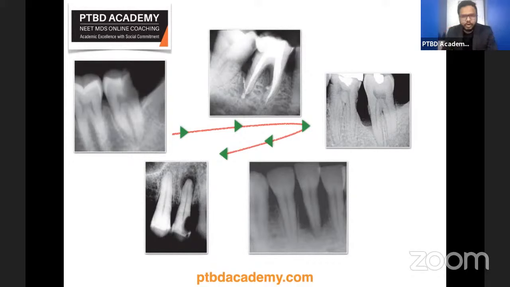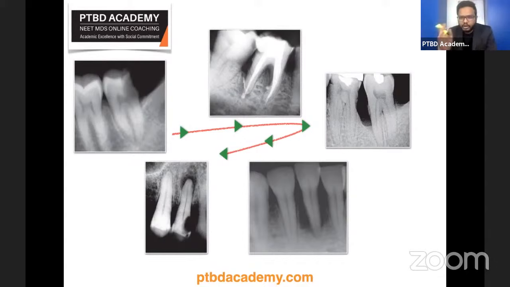And then 12 o'clock, you can see a primary endodontic lesion with secondary periodontal involvement. I'm saying this because you can clearly see that root canal treatment has already been done at 12 o'clock, and you can also see angular bone loss. I mean, you can see horizontal bone loss, isn't it? So primary endo with secondary perio, right?